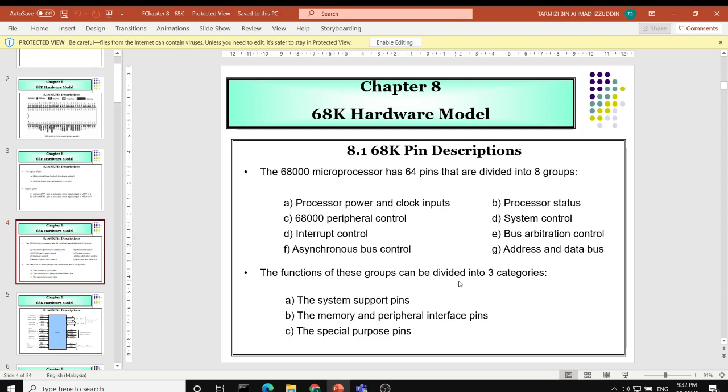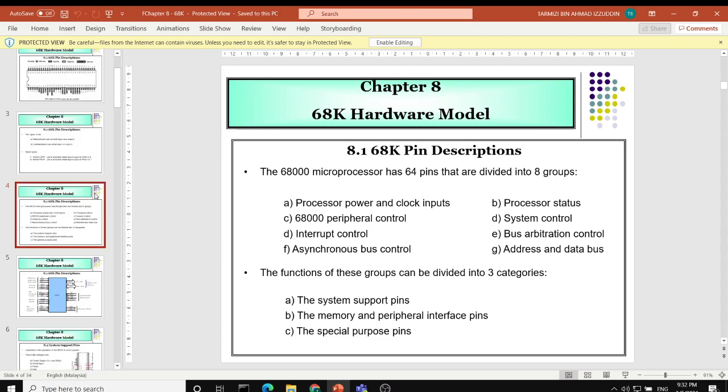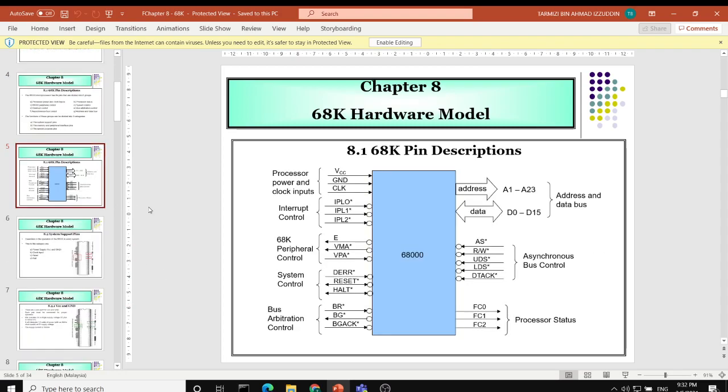The function of this group can be divided into 3 categories: the system support pins, memory and peripheral interface pins, and special purpose pins. So this is the pin description.